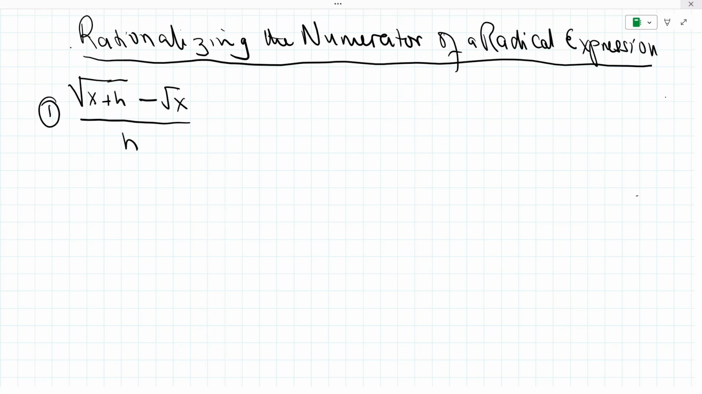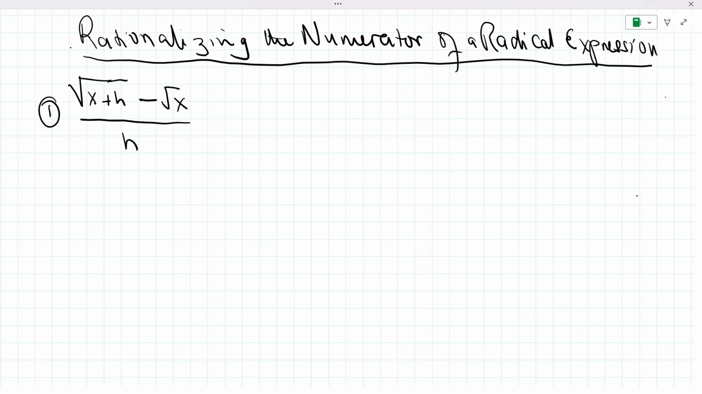My name is Professor Robert, and in today's lesson we'll learn how to rationalize the numerator of a radical expression. So by using our first example here, rationalizing of the numerator is very similar to the way we rationalize the denominator of a given radical expression.